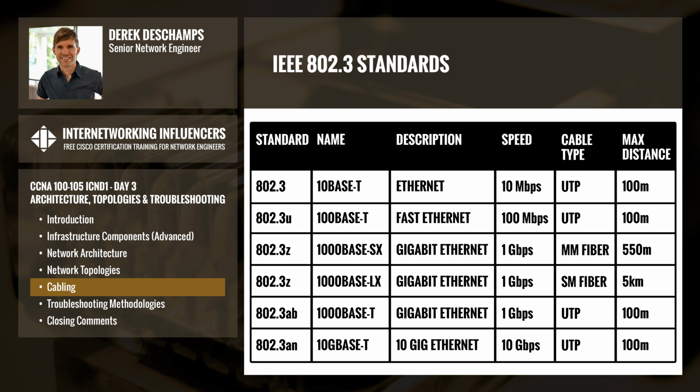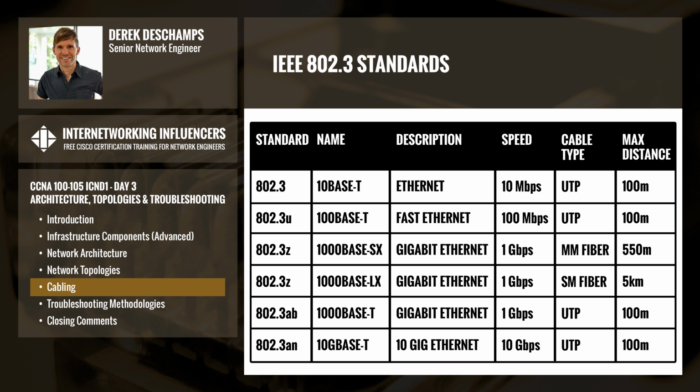The Institute of Electrical and Electronics Engineers, or IEEE's 802.3 Working Group, has developed many different standards for defining the various network speeds and the types of cabling to be used for Ethernet networks. These standards all begin with the numbers 802.3. Some of the more commonly used standards include 802.3, also referred to as 10BASE-T, which defines 10 megabit Ethernet.